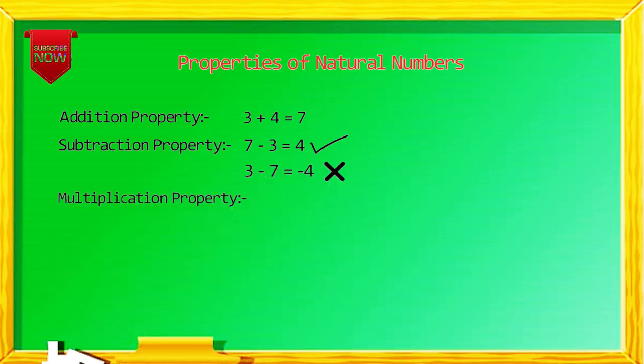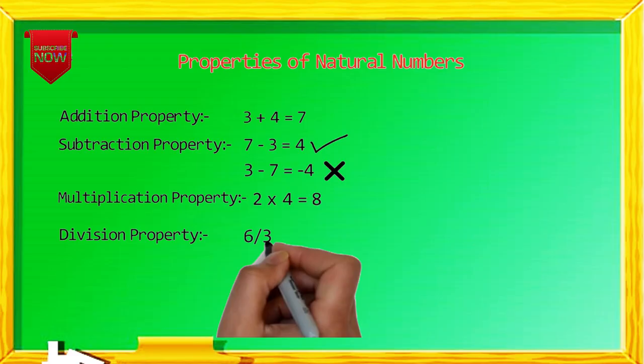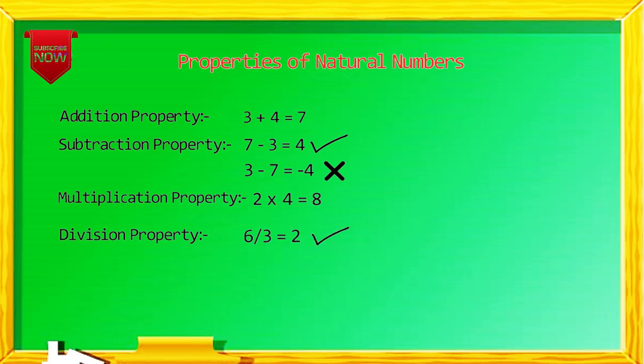Multiplication property. When two natural numbers are multiplied, it always results in a natural number. Example: 2 multiplied by 4 equals 8. Division property. Division of two natural numbers may or may not result in a natural number. Example: 6 divided by 3 equals 2 is a natural number, but 3 divided by 2 equals 1.5 is not a natural number.